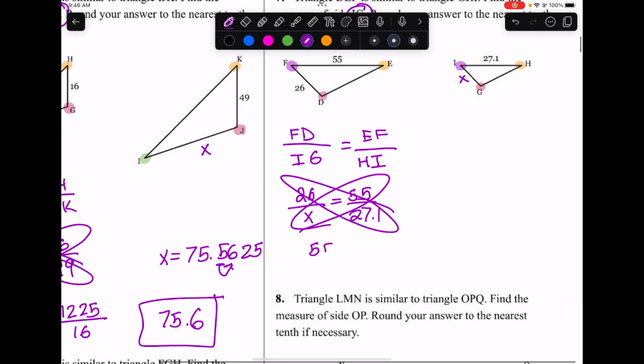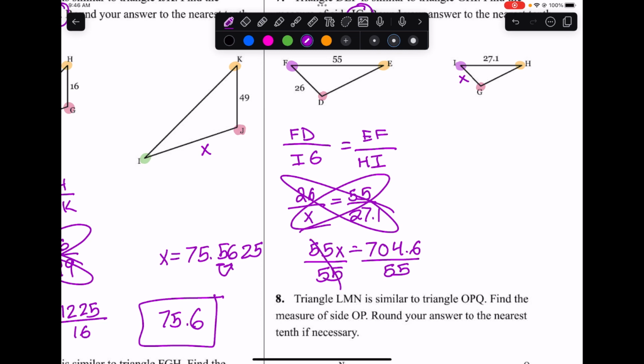So we have 55x equals 704.6. Divide by 55 on both sides. X is equal to 12.81... We're going to round down to 12.8.